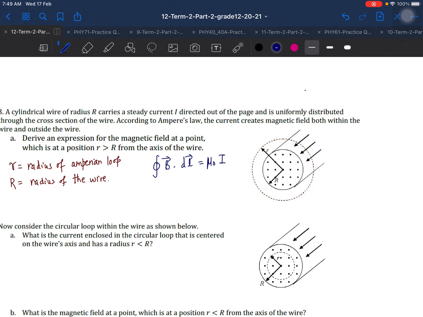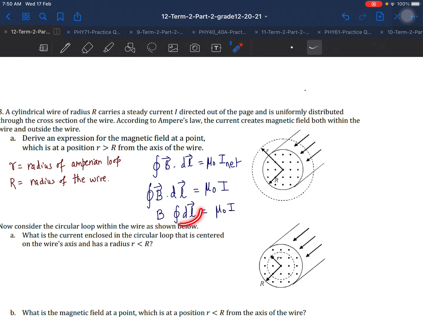So that will be closed integral B dot dl equal to mu naught I. We are not going to change anything to I; we write I as it is. We can write I net here, and in the second step it will become mu naught I. Now we want to solve this closed integral. B is going to be constant, so it will come out: B times the closed integral of dl equals mu naught I.